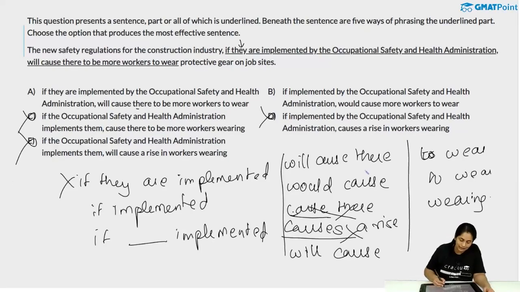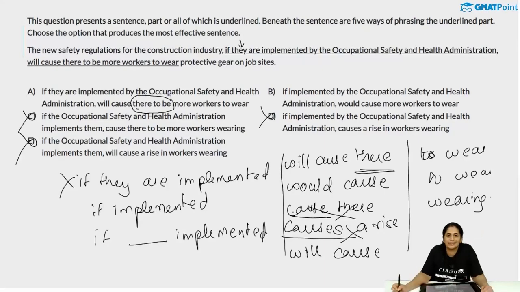Now here there is another thing that you have to consider. Will cause there to be more workers. Is there any need for there to be? This entire phrase is an extremely awkward construction. It is not needed. You can directly say that this will cause more workers to wear protective gear, or would cause more workers to wear protective gear. Both are valid, but this "there to be" is invalid. It is not necessary. It is a basically awkward construction which is completely not needed.